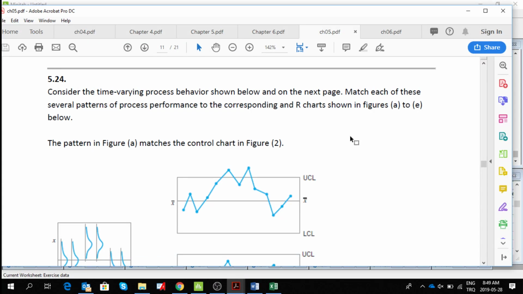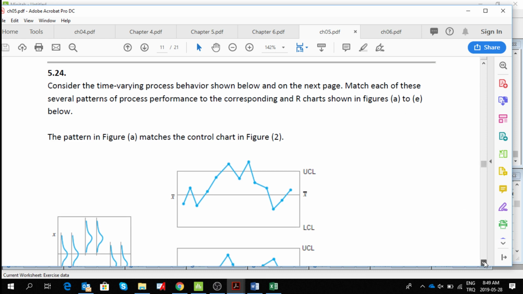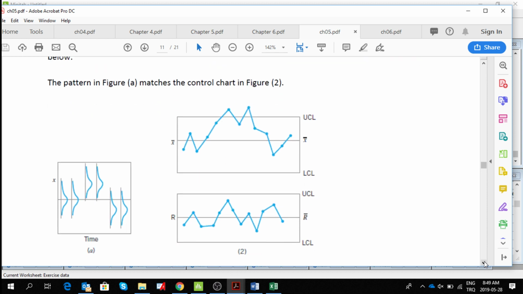Okay, this is a solution for question 24 in chapter 5. Consider the time varying process behavior shown below, and on the next page match each of these several patterns of process performance to the corresponding X-bar and R charts shown in figures A to E below. So figure A matches figure 2.